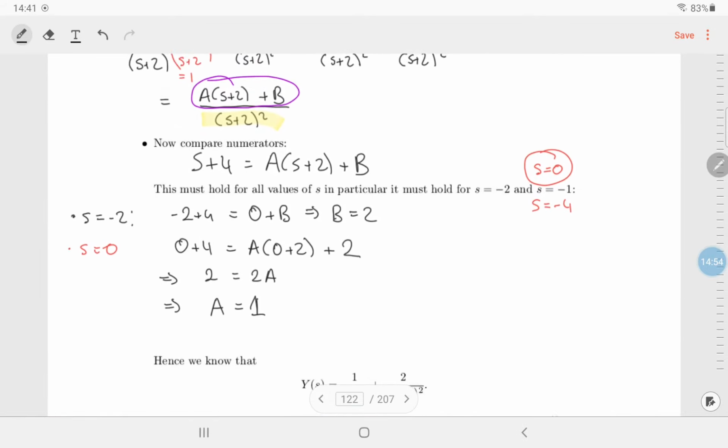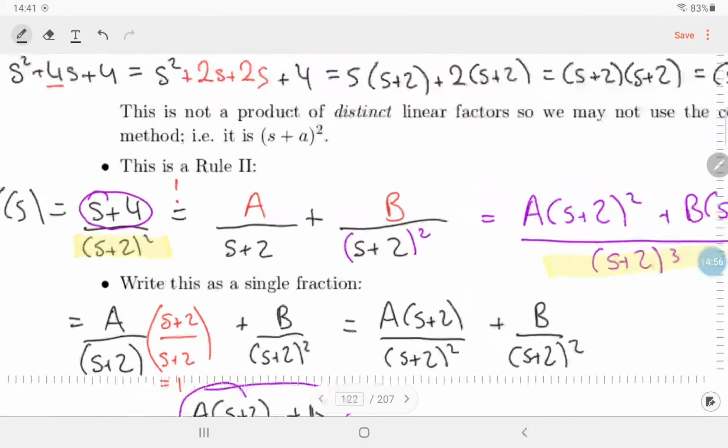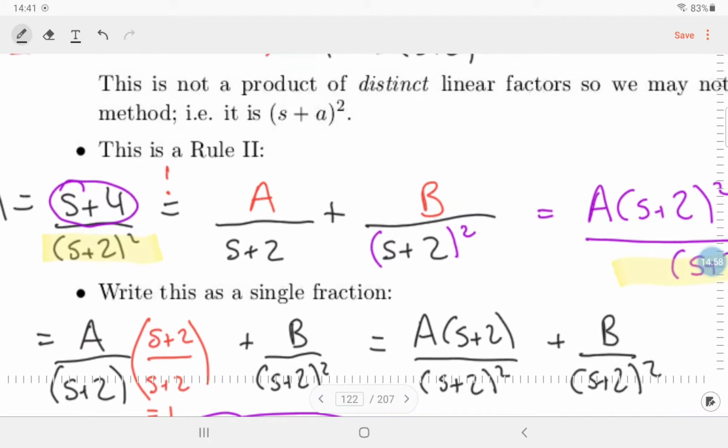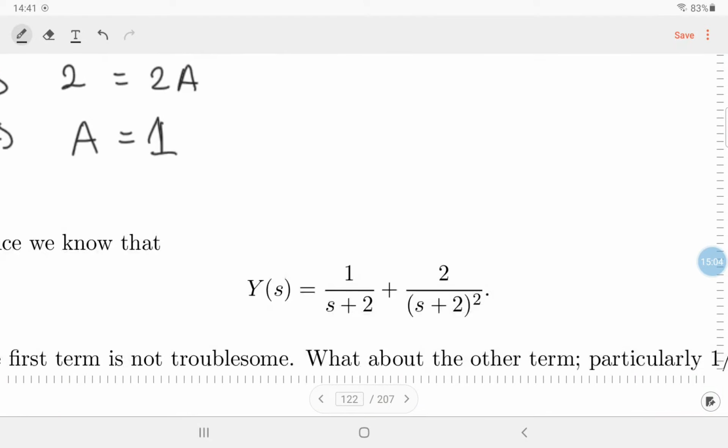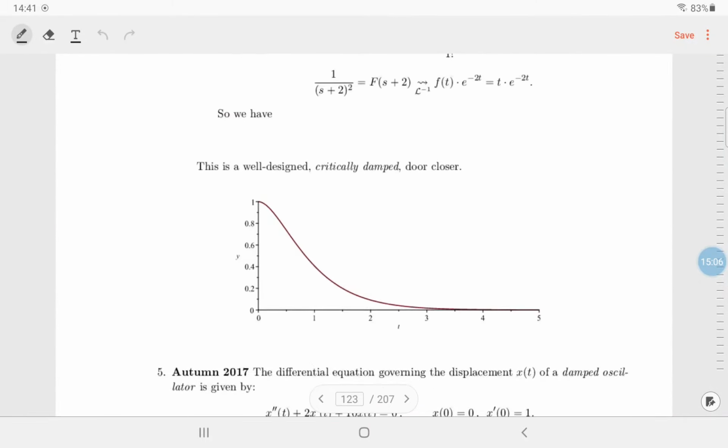So the y of s, this thing here, is equal to this thing with the a's and b's with a equal to 1 and b equal to 2. So I get to here. Okay, now you'll notice that's exactly the same.